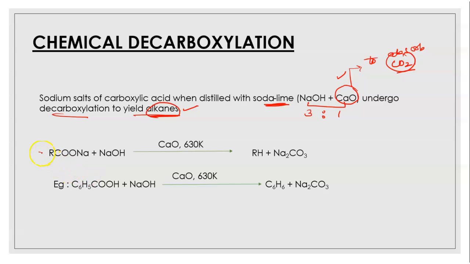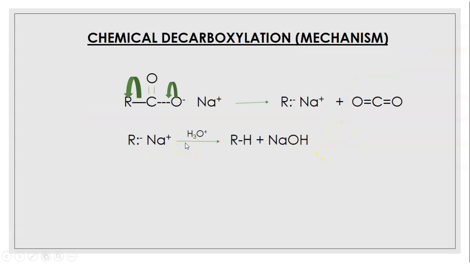Here you can see that the sodium salt of the carboxylic acid, RCOONa, is reacting with soda lime, NaOH plus calcium oxide, at a temperature of 630 Kelvin, giving you the alkane and sodium carbonate, from where you can remove the carbon dioxide as well. So that is one way. And here you can see the simplest mechanism as well.